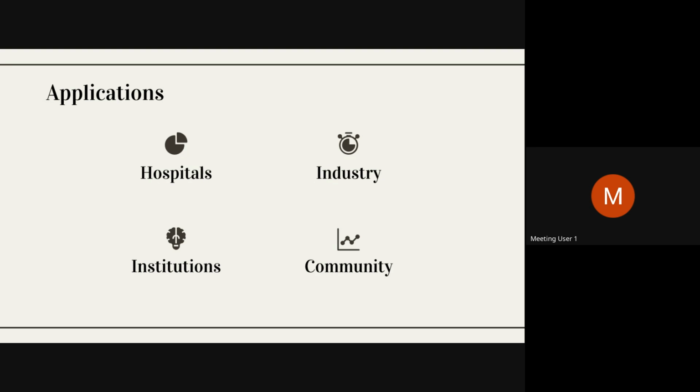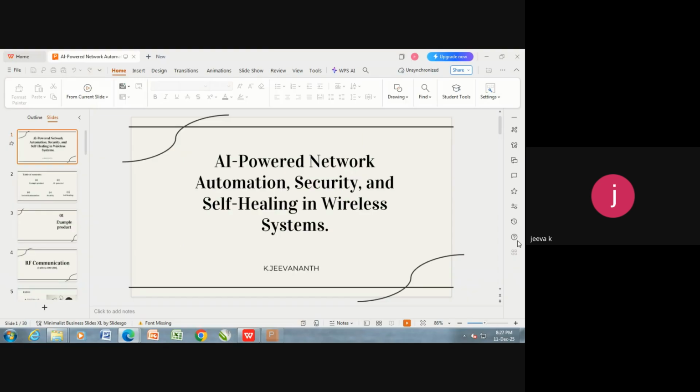Sir, can you explain any of the examples? Which example, ma'am, in hospitals? Hospitals. Can you explain it in any simulation tools? Ma'am, when we go for the simulation tools, one second.